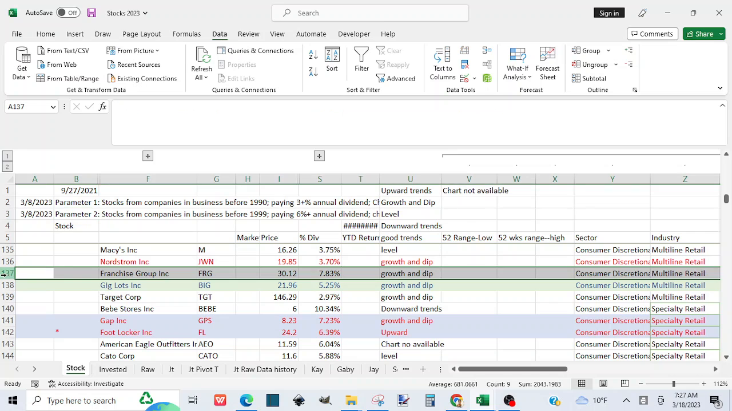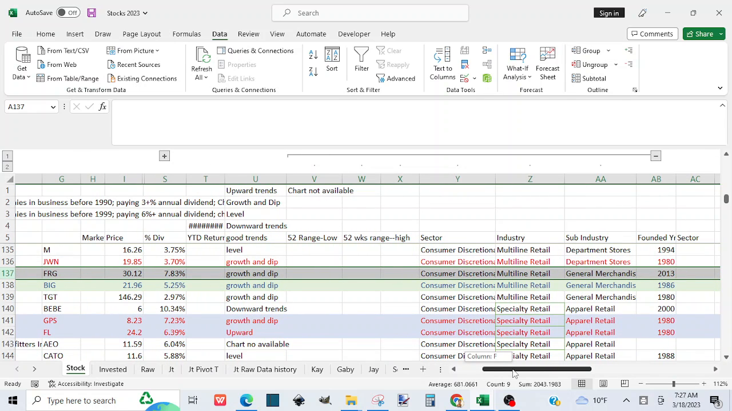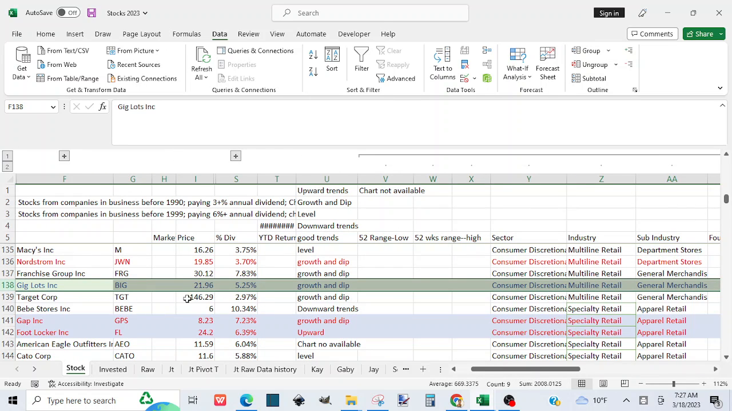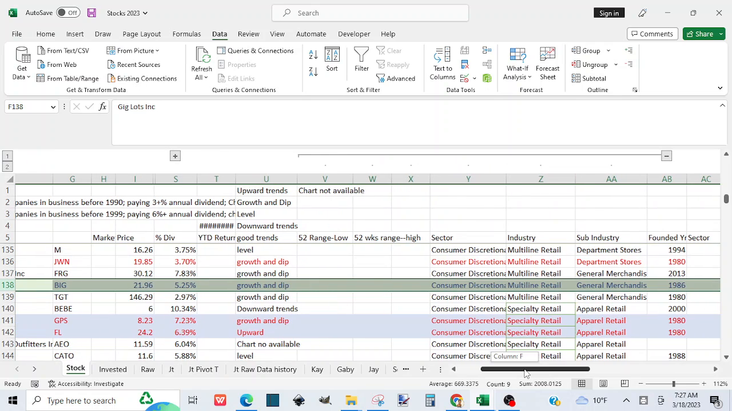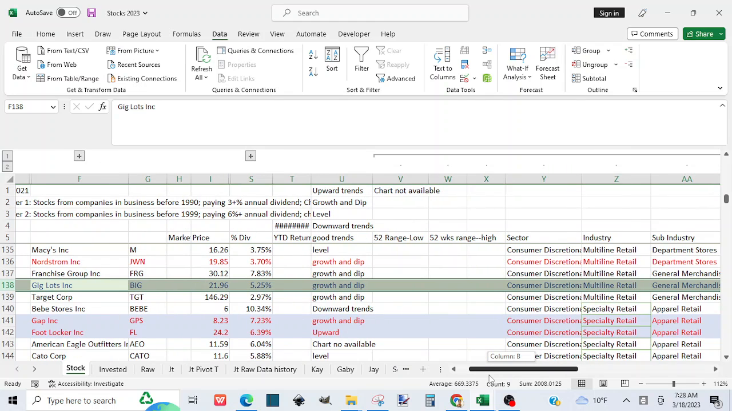I don't know if I make sense, but let's say this one, for instance, the year 2013 is too young, so let's pick this one, Big Lots. It's like a grocery, I don't know if you know Family Dollar. It's like Family Dollar type. It's in retail, pretty much general merchandise. So 1986 is good, but it's showing growth and dip, and it's paying a 5% dividend.